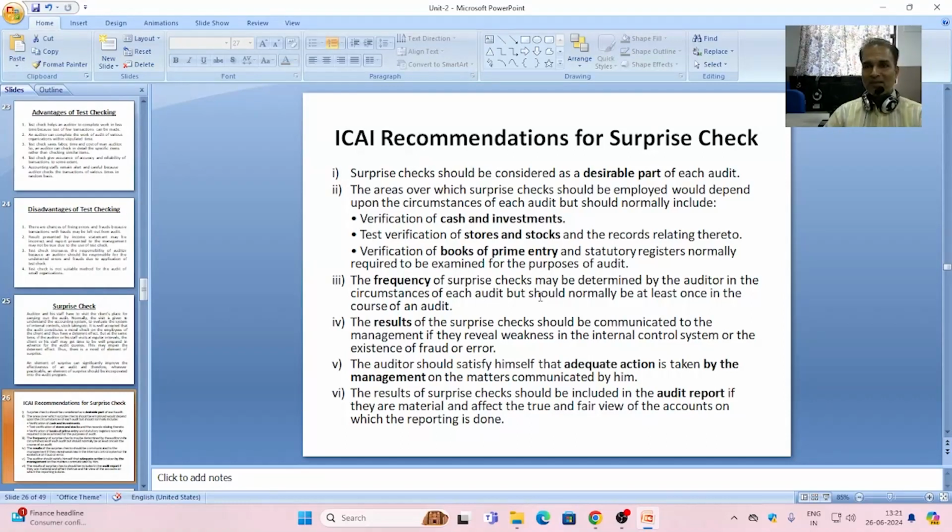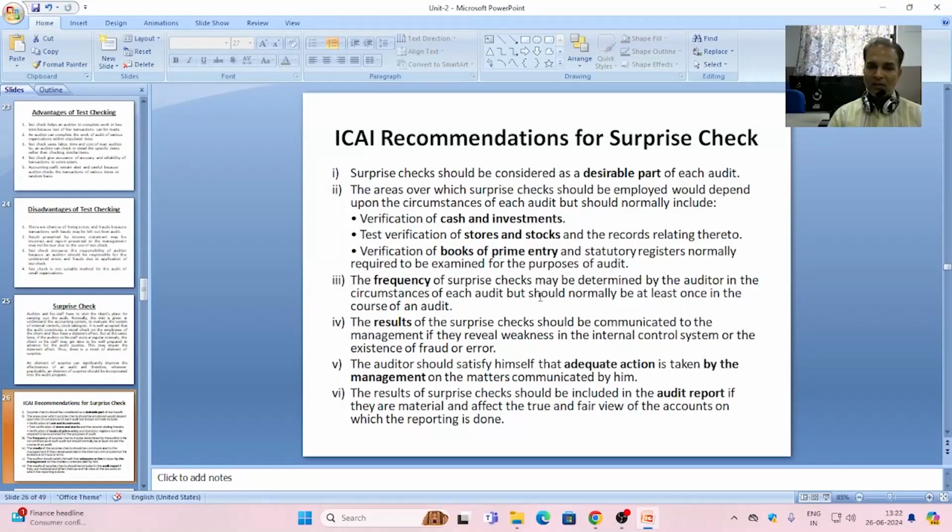And surprise check should always be taken at the time of auditing of books of primary entry, that is journal, that is sales book, that is purchase book, cash book, bills book, etc.